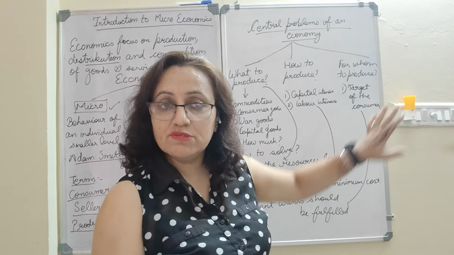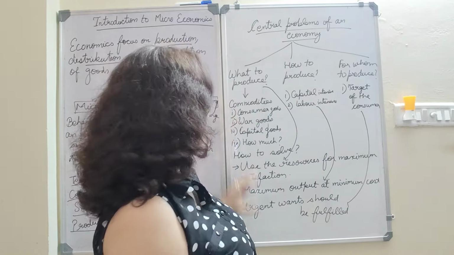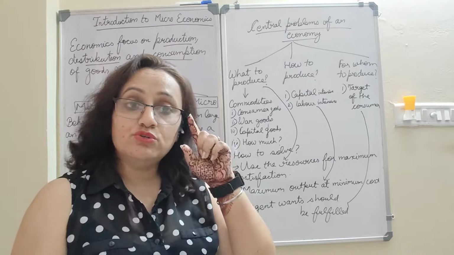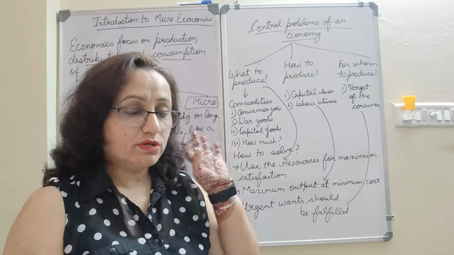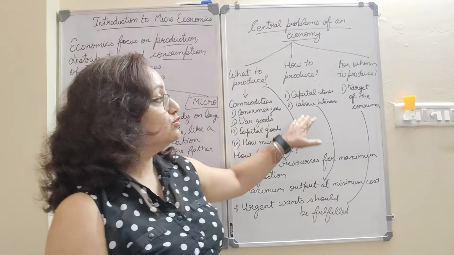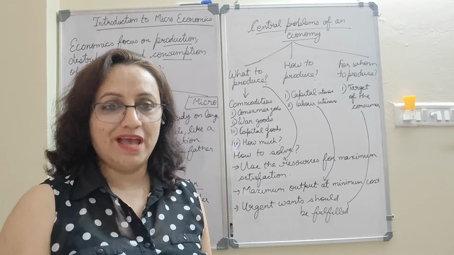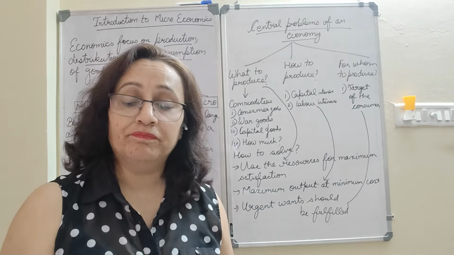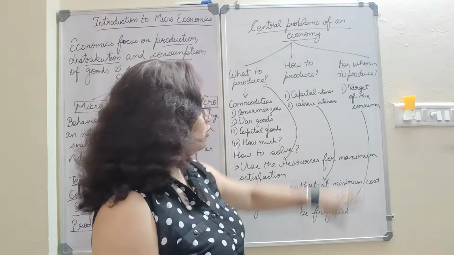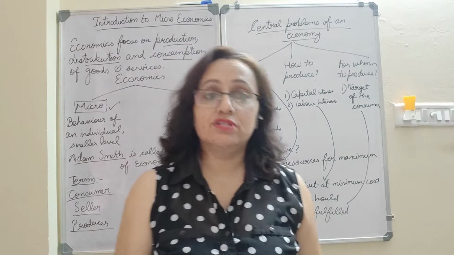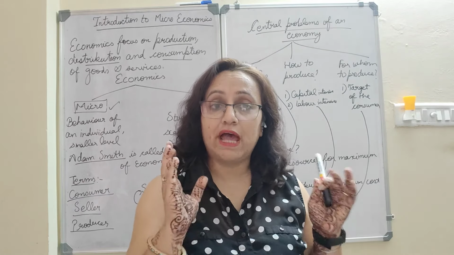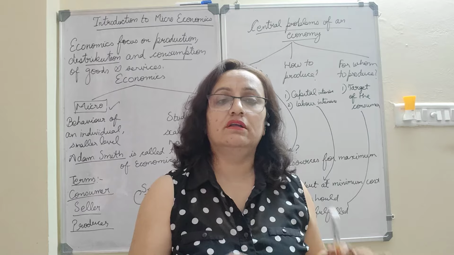Now to get rid of these problems, first of all I should focus on the use of resources for maximum satisfaction. What to produce means I should think about how I can satisfy my consumers, and produce that. How to produce means what technique I should use, where my cost is low, right? I am a businessman, I am sitting to earn profit, so to earn profit my cost should be low. Then for whom to produce, only the urgent wants should be fulfilled. I should not be bothered about the other things. First of all, I have to make that much production which satisfies the consumers.